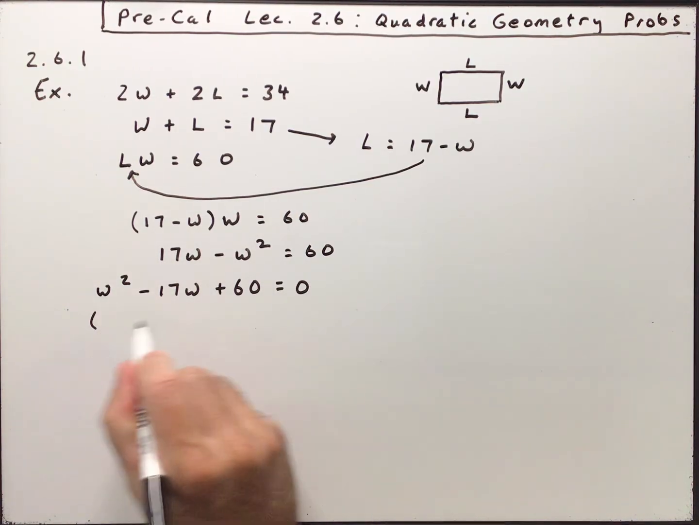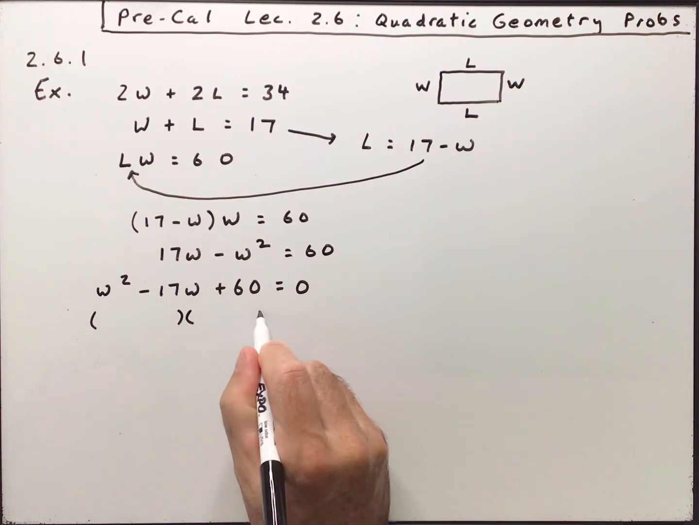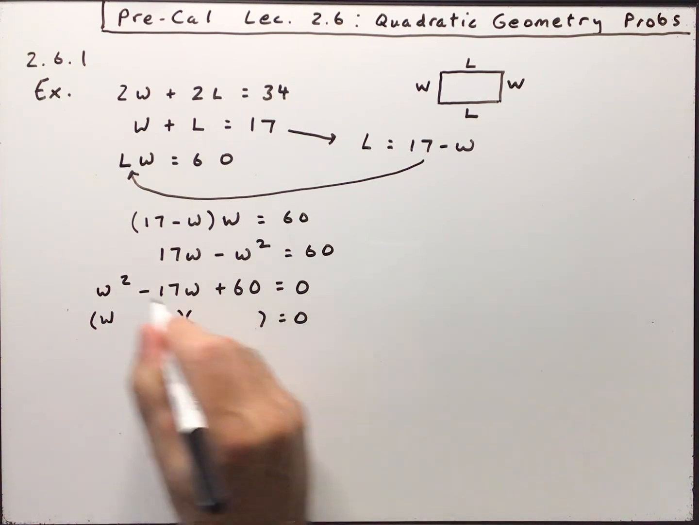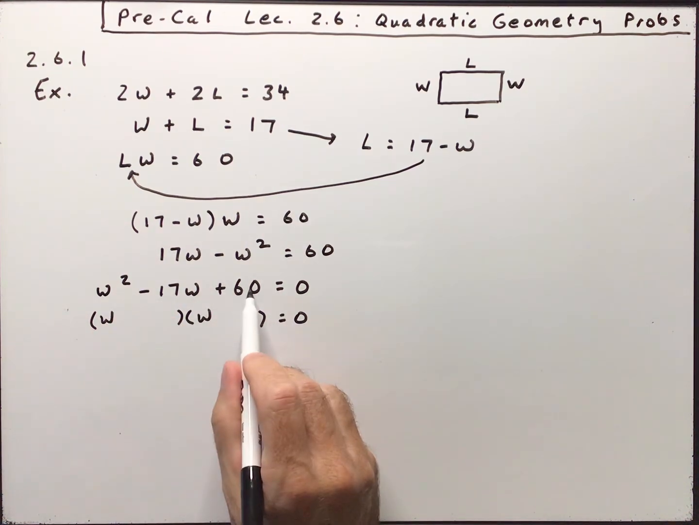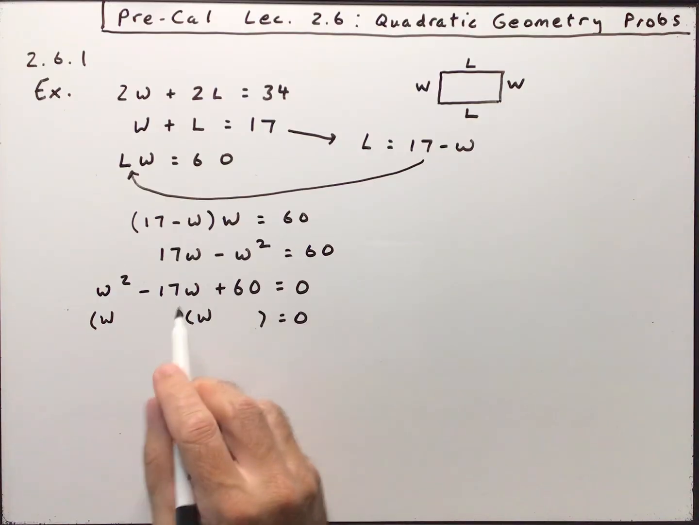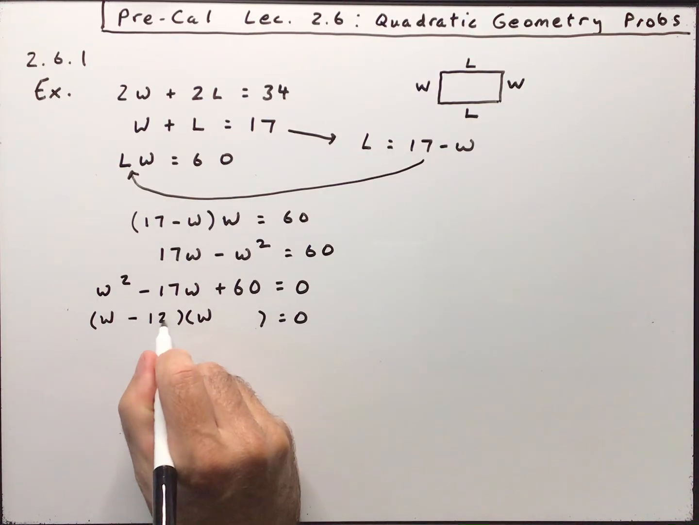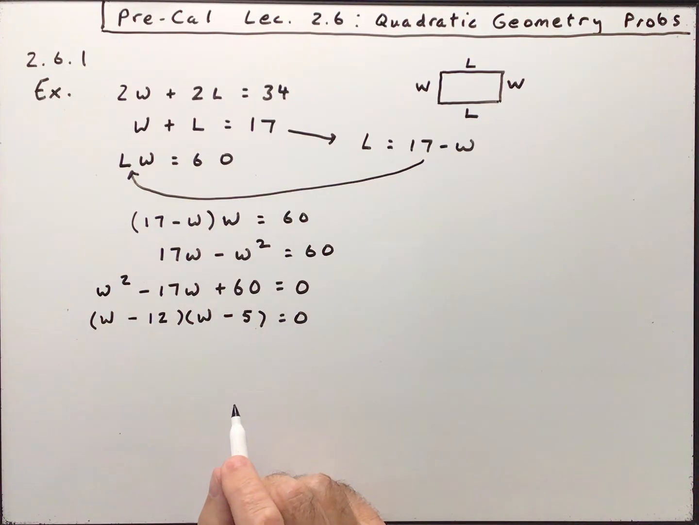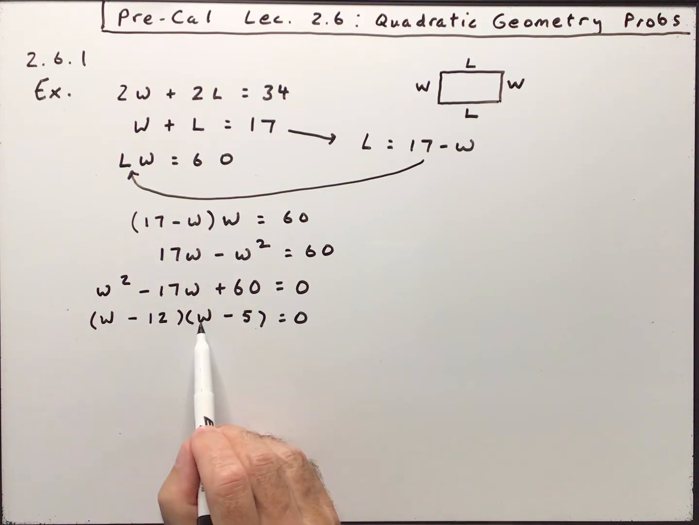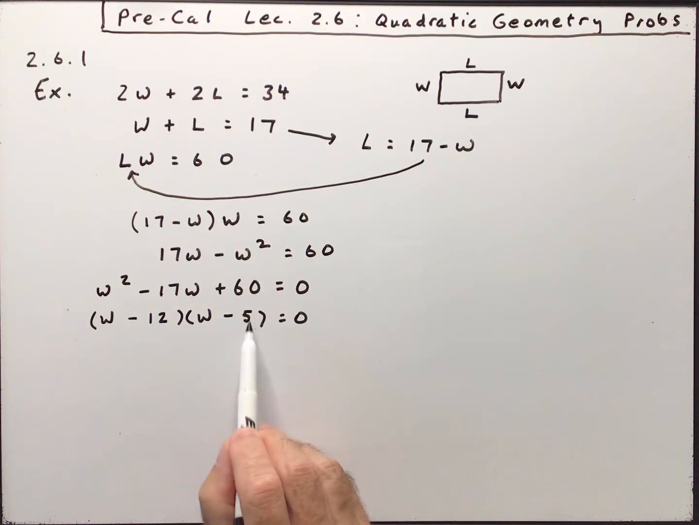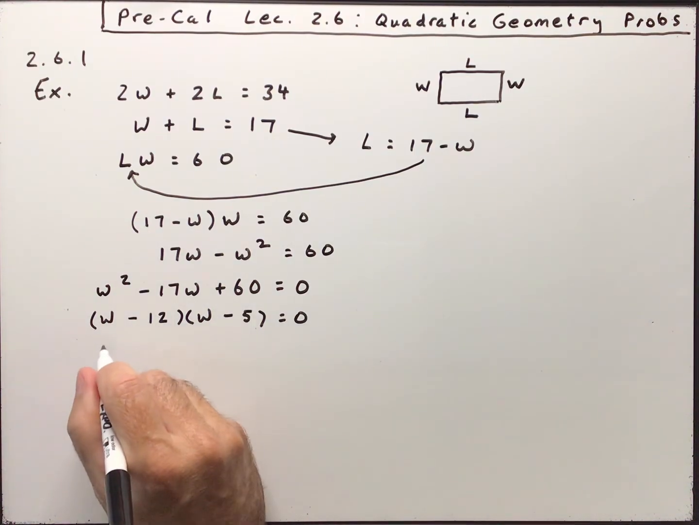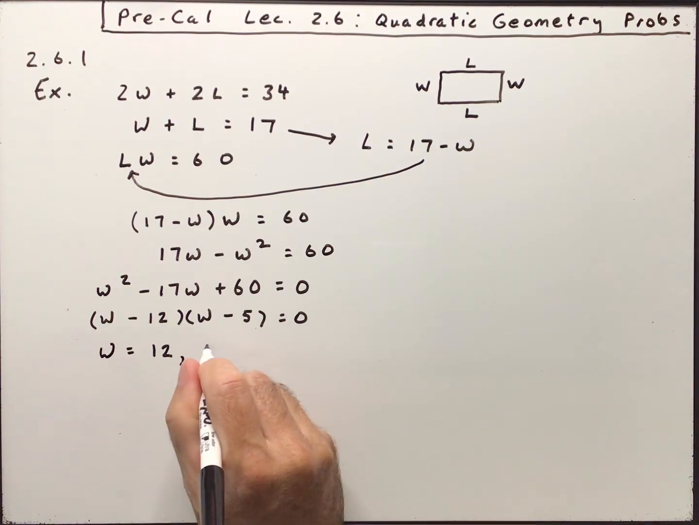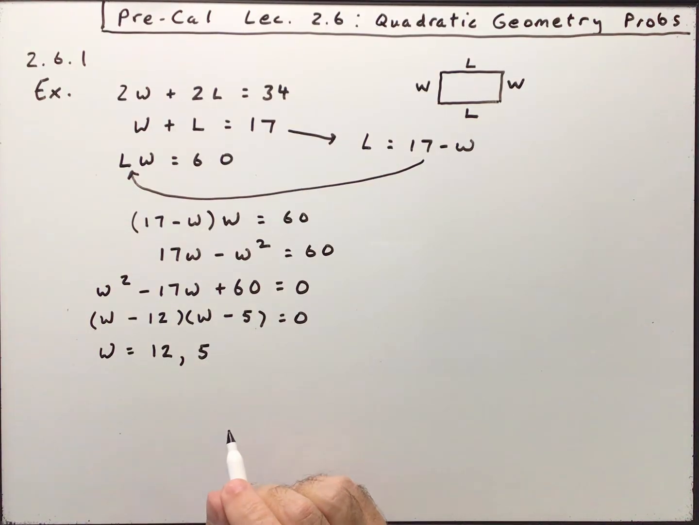Okay, well, let's see if we can factor this. We don't want to go quadratic formula if we don't have to. And we know we've got a W and a W. And I know that 12 times 5 is 60 and 12 plus 5 is 17. So how about minus 12, minus 5? Something like that. So if we FOILed that back out, I'd have W squared minus 17W plus 60. There you go. So we know that W is going to be equal to 12 or 5.